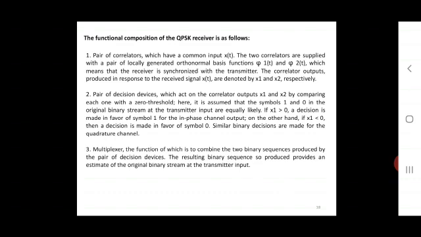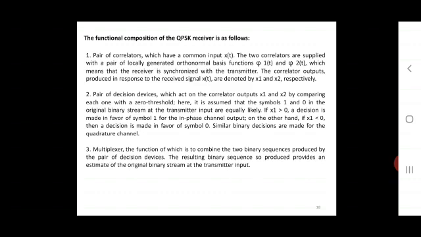So this part we have already studied in binary PSK, where we used a single decision device and a single correlator. This decision device will come to a conclusion based on the value of x1 about the 1 and 0 values of the transmitted bit. Next block is the multiplexer, the function of which is to combine the two binary sequences produced by the pair of decision devices. The resulting binary sequence provides an estimate of the original binary stream at the transmitter input. So this estimate of the transmitted binary sequence is the same as the transmitted output at the transmitter end.